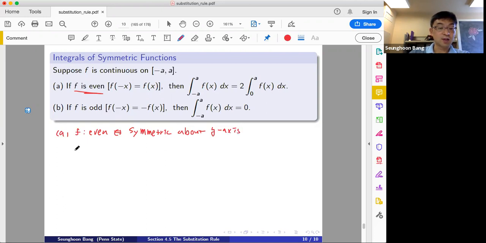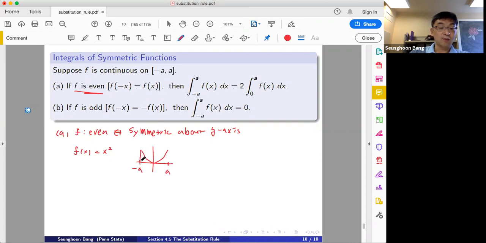So the graph is like this. Let's think about one example: f of x equals x squared. What's the graph? This is always an even function. The graph is like this, the parabola.